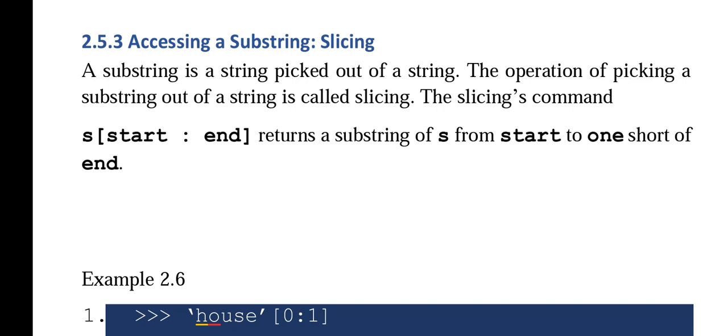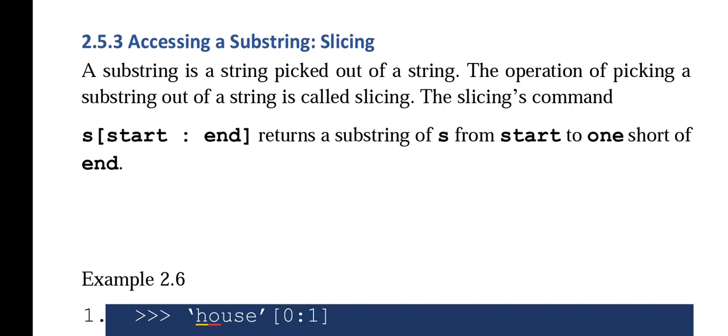A substring is a string like any other string, just that it is picked out of a string. It is produced from another string. A string produced from another string is called a substring of the string from which it is produced. And the operation of picking a substring out of a string is called slicing.